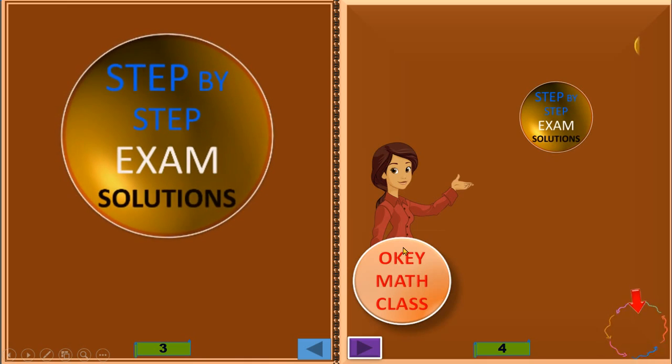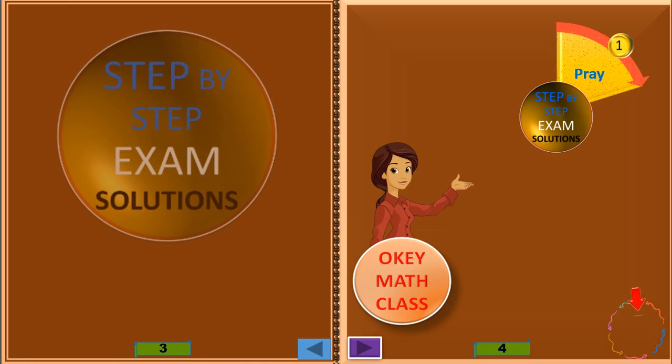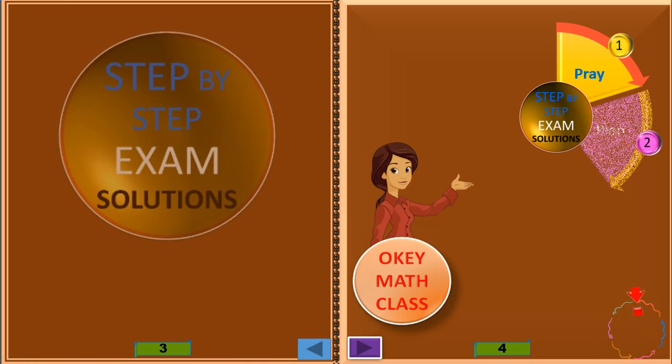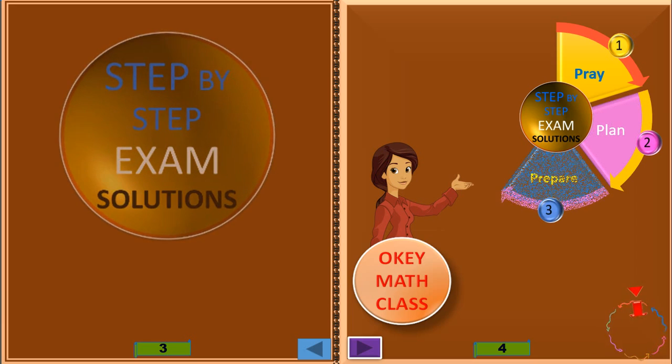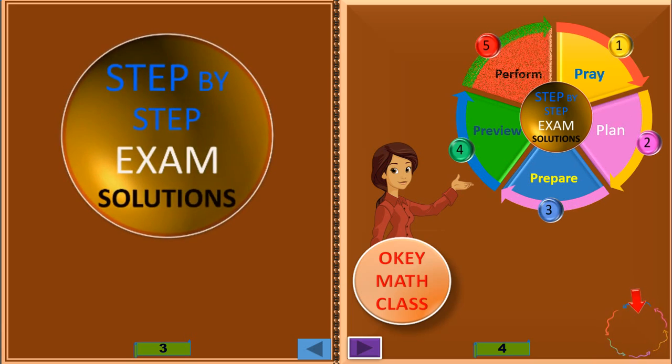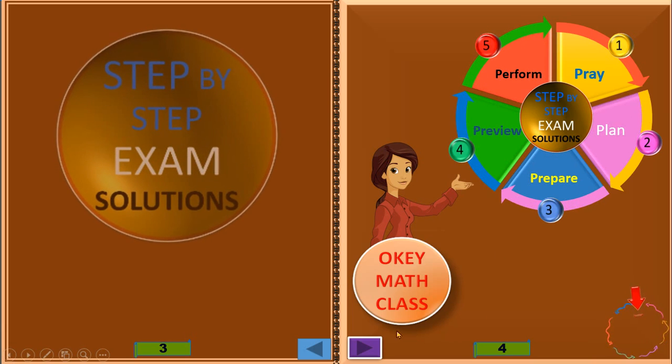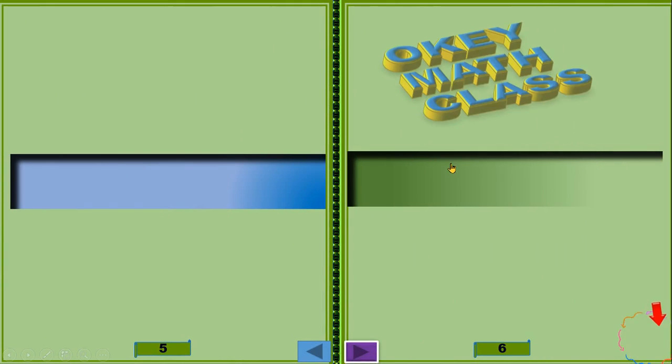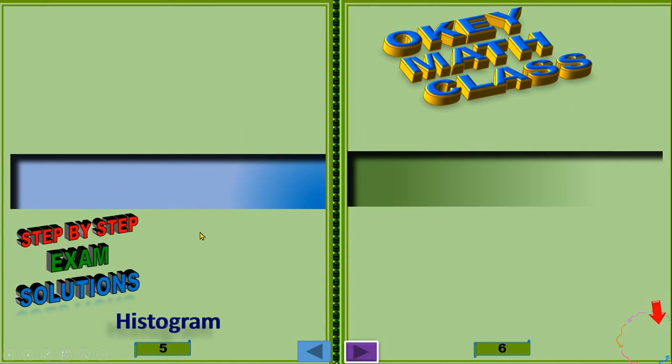Okay, math class, present step-by-step to exam success. Step 1, pray. Step 2, plan. Step 3, prepare. Step 4, preview. Step 5, perform. Okay, math class, step-by-step exam solutions to histogram.